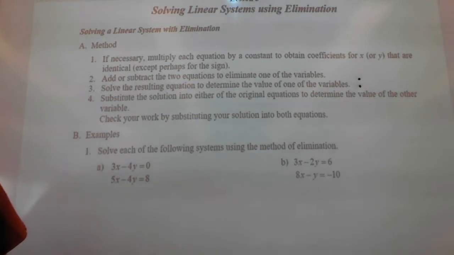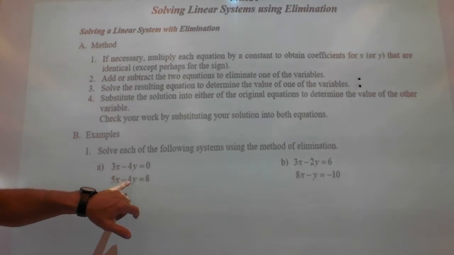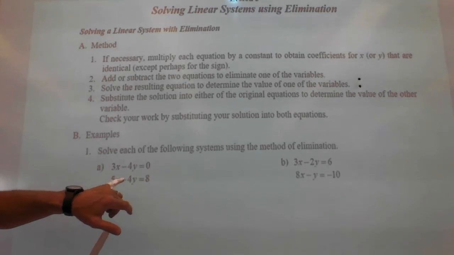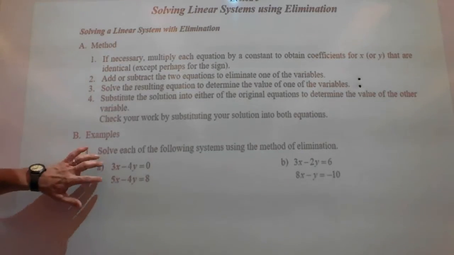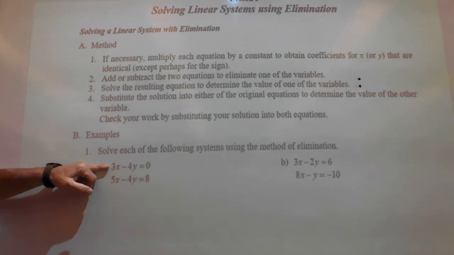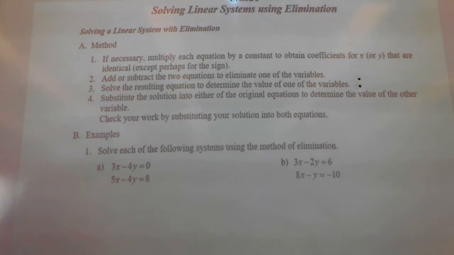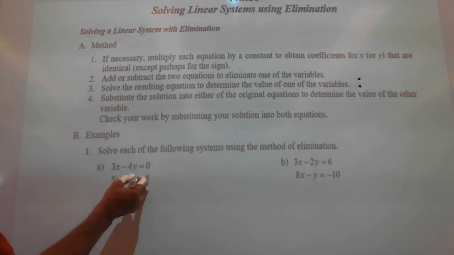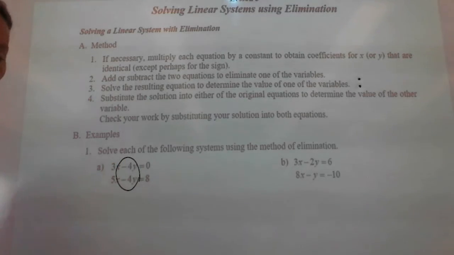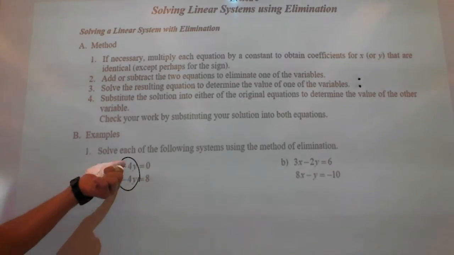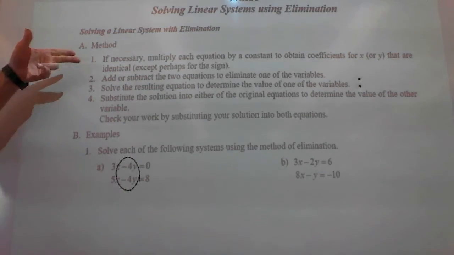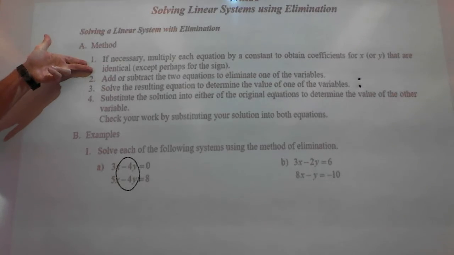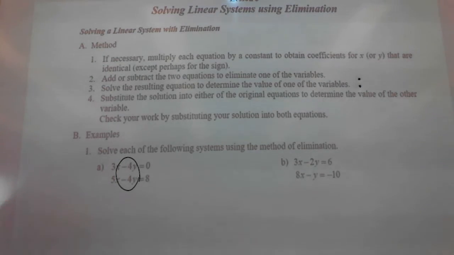Okay, so let's do the first example here. The first example here is relatively easy simply because we don't have to manipulate our equations. If you take a look at these two, you have 3x minus 4y equals 0 and 5x minus 4y equals 8. The important thing is, right here, you can see the coefficients of y are the same. Okay? So, we can skip step 1. We don't have to obtain a coefficient that's identical. It's already identical.